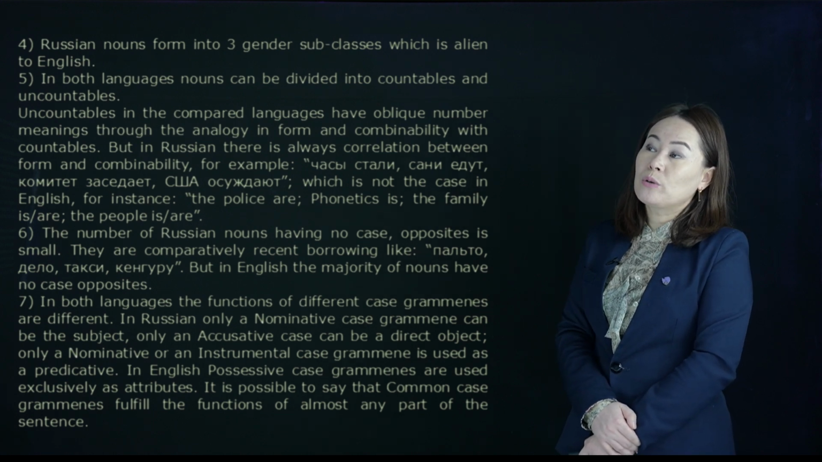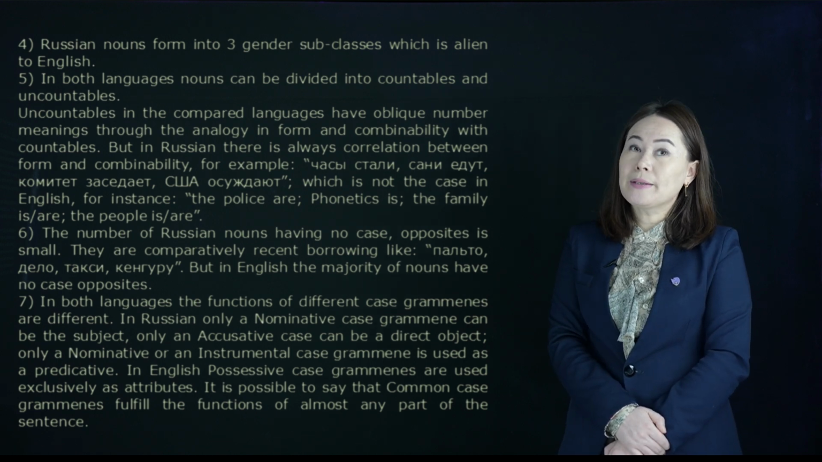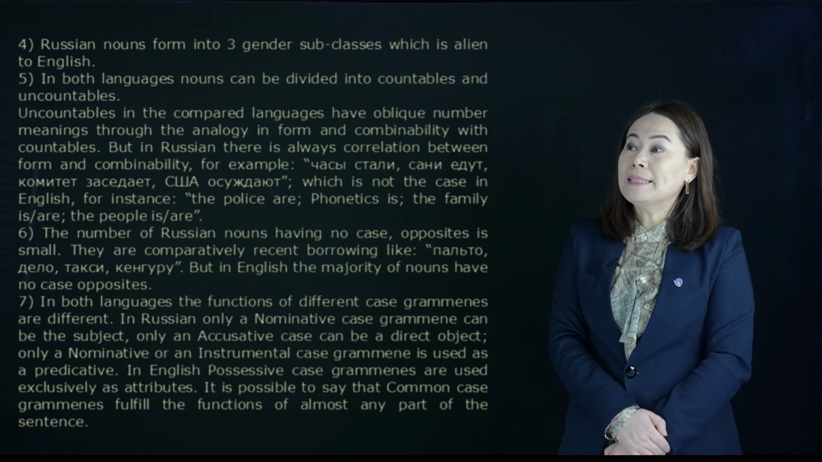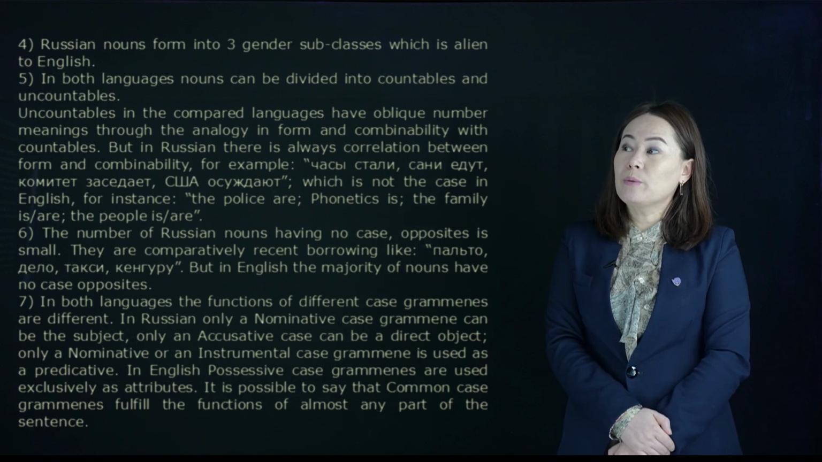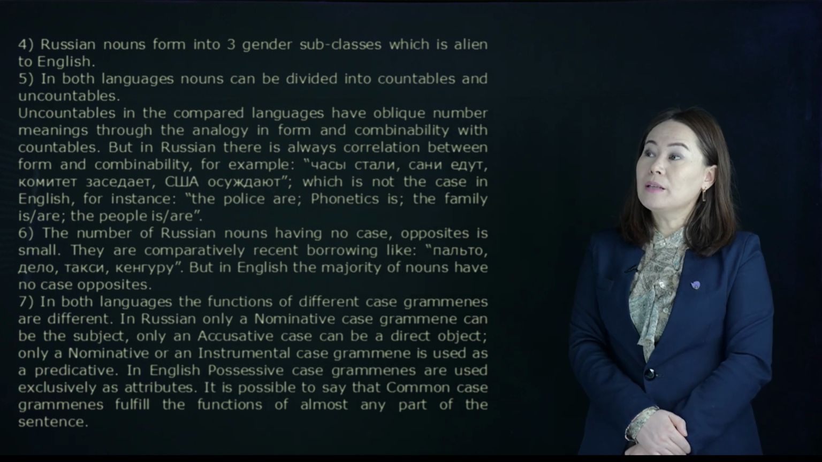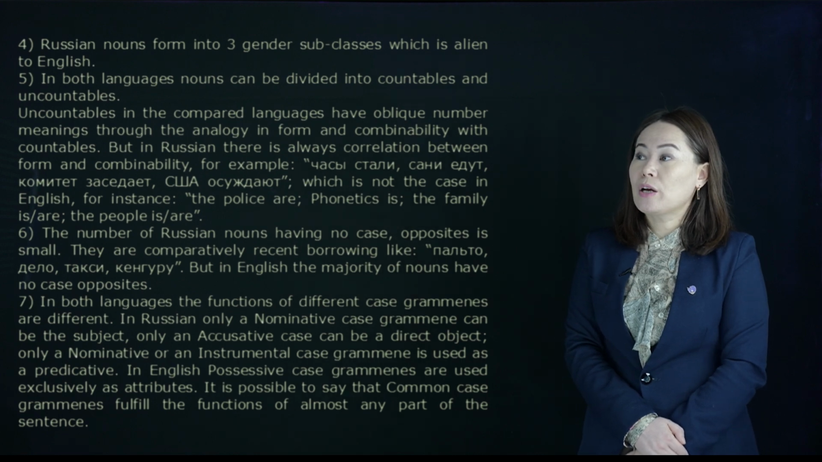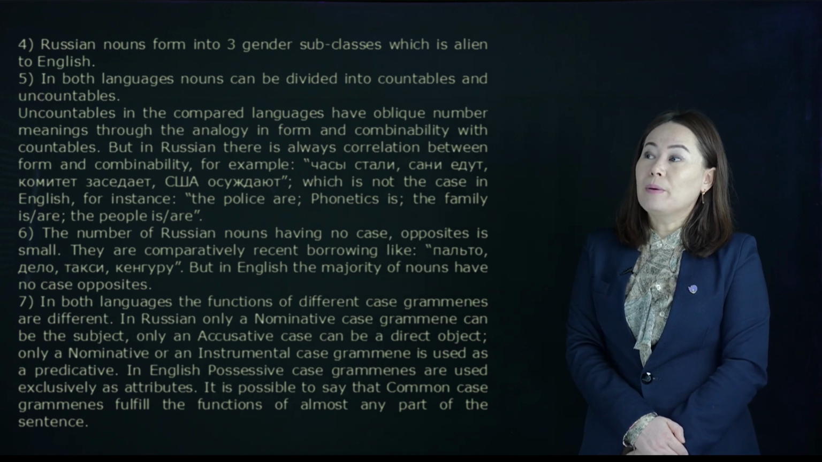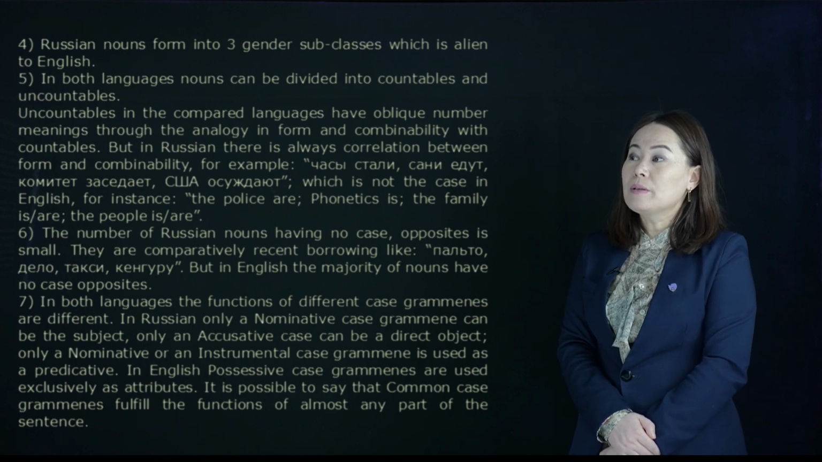In both languages, nouns can be divided into countable and uncountable. Uncountables in the compared languages have oblique number meaning, so there is an analogy in form and combinability with countables. But in Russian, there is always a correlation between form and combinability. For example, часы стали, сани едут, комитет заседает, США осуждают, which is not the case in English. For instance, the police are, phonetics is, the family is or are, the people is or are.